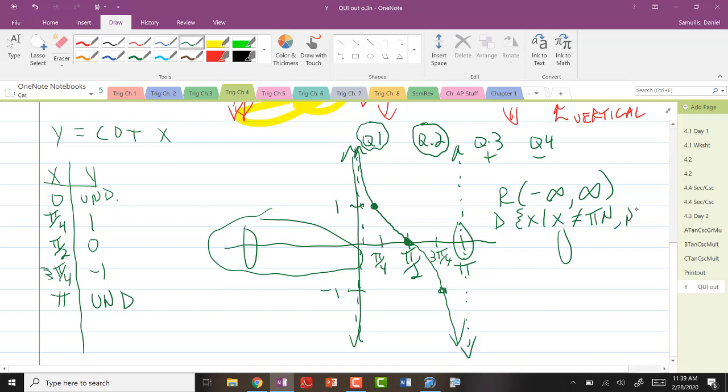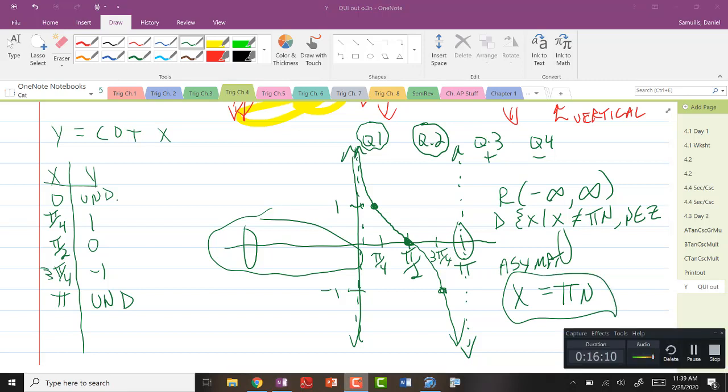Sure, I should write n as an element of integers, which in a math book, at least the ones I've seen in the past, is n ∈ Z. For some reason, the letter Z represents integers. Somebody made that decision. And then asymptotes are x equals the exact same thing the domain cannot be. Alrighty then.